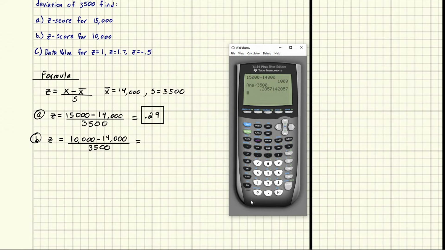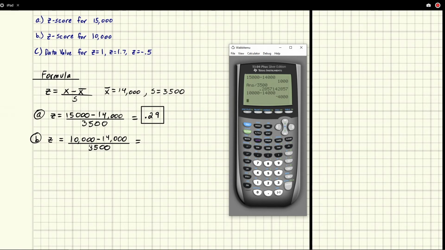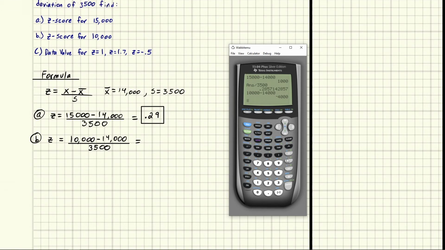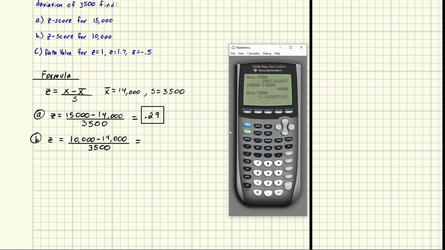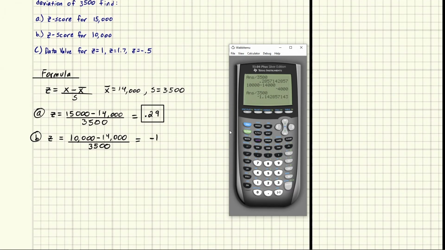So we're going to do 10,000 minus 14,000, and we get a negative number, right? That makes sense because this is smaller than the mean. So we're going to be below the mean, which for z-scores is below 0. We expect it to be below the average. And we're going to get negative 1.14. Now, last time I said 2 decimal places, so I'm going to do the same thing here. And so this would be the z-score that would go with that.